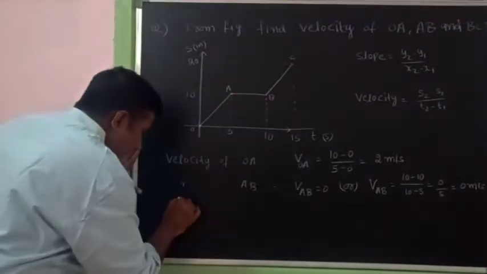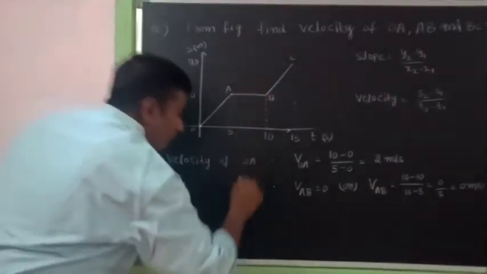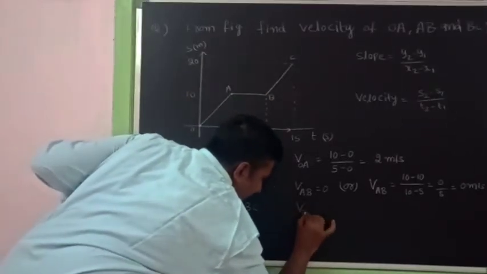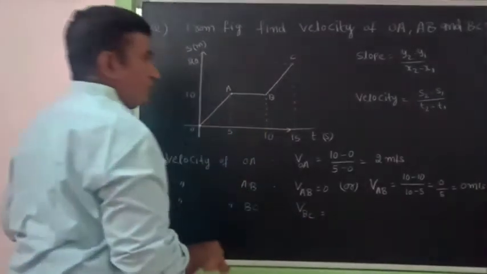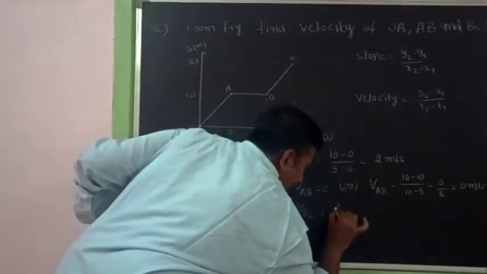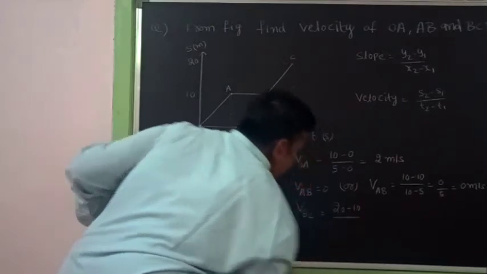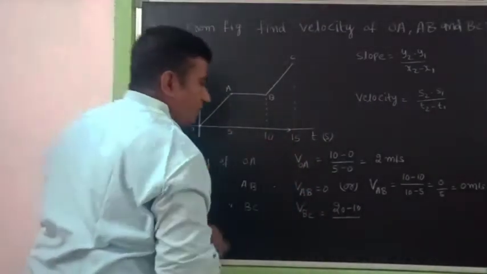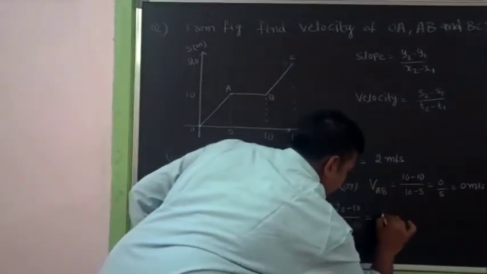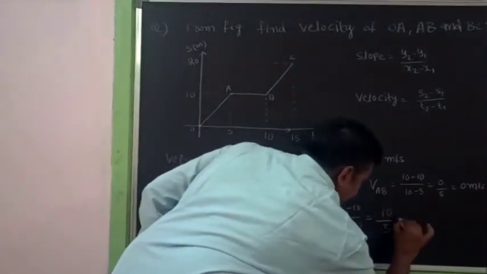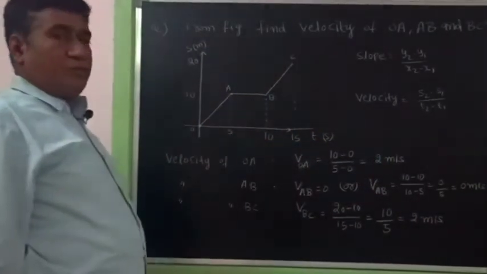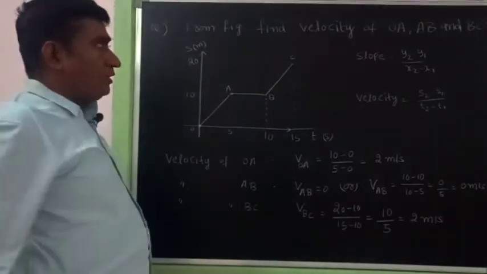And then in the same way, velocity of BC is S2 minus S1 by T2 minus T1, that is 20 minus 10 by 15 minus 10, which is 10 by 5, which is 2 meter per second. So in this way we can find the velocity.